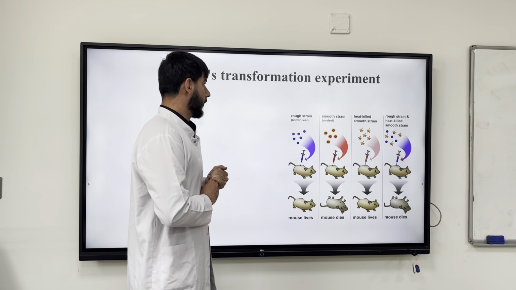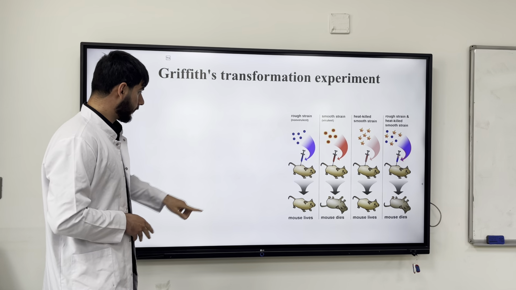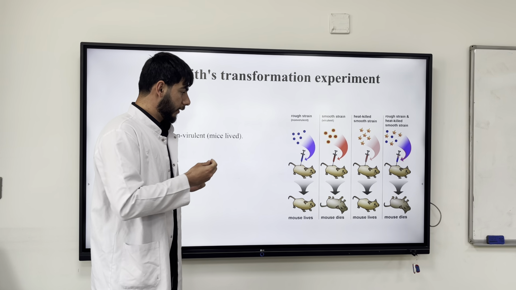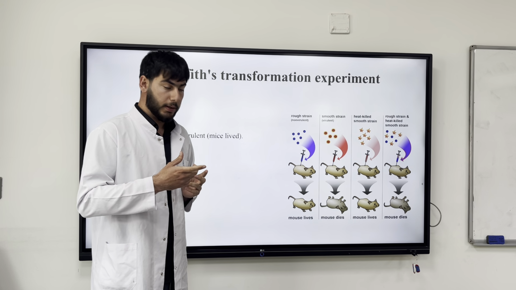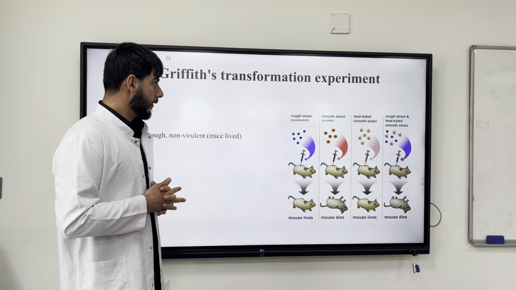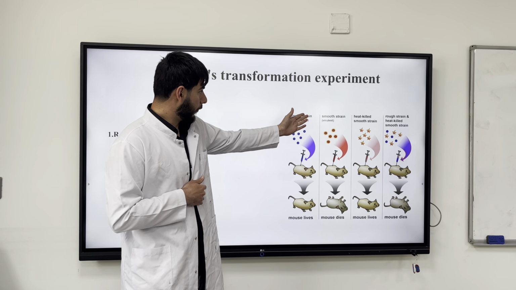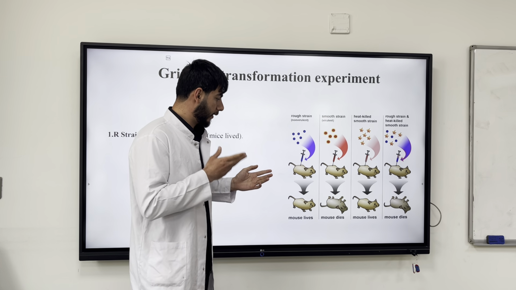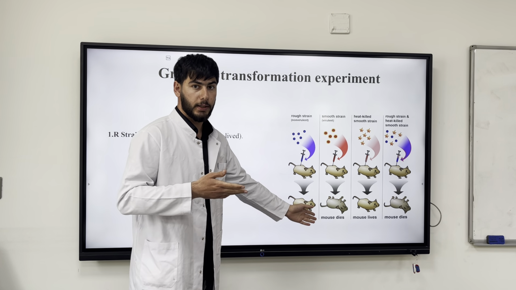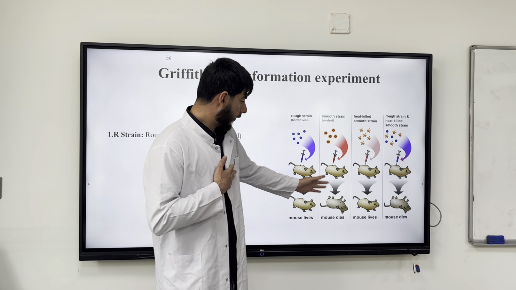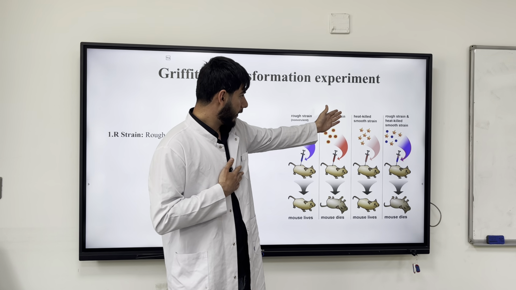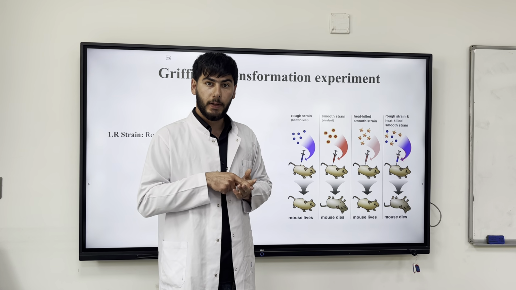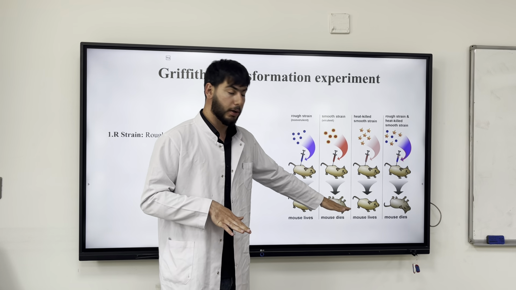Let us discuss the Griffith experiment. First of all, we use the R strain. We inject the R strain into the mouse, and the mouse lives. Second, we inject the S strain into the mouse and the mouse dies, because the S strain is virulent. In the third attempt, we kill the bacteria by heat, and after that we inject it into the mouse, and the mouse didn't die. The mouse is alive.